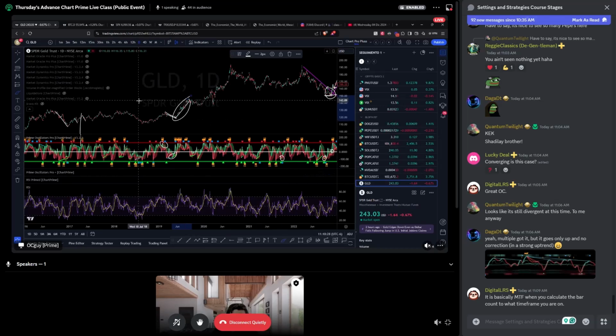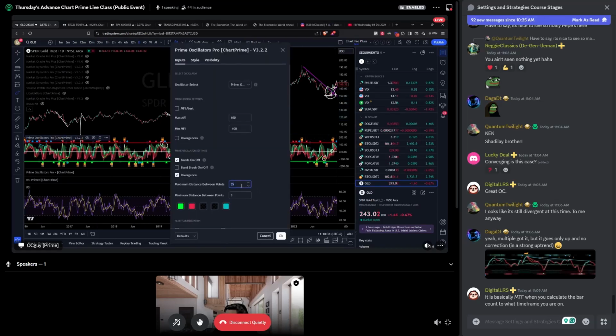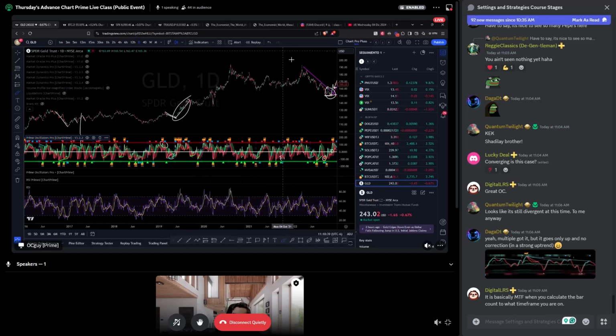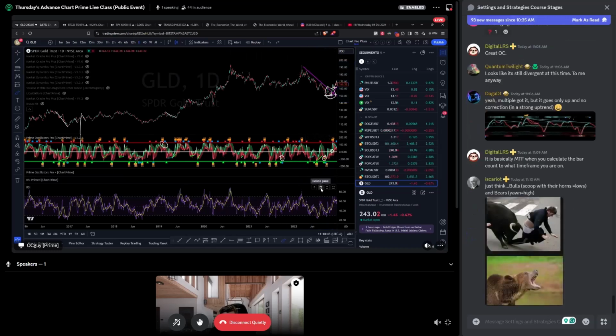But maybe you just want bigger things, right? In that case, once again, you just crank this one up, and then the reactions to the divergences you're going to have are going to be bigger reactions. All right. So hopefully that also clears that up.